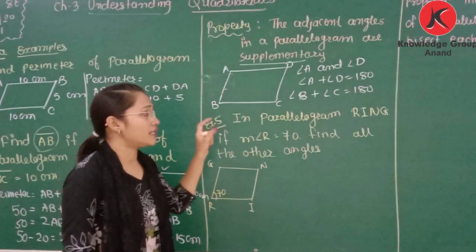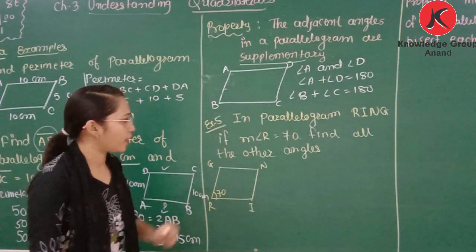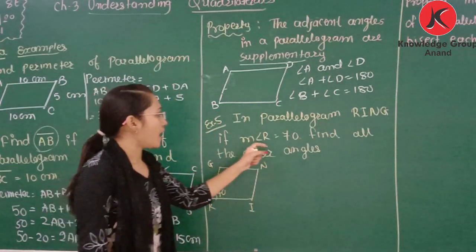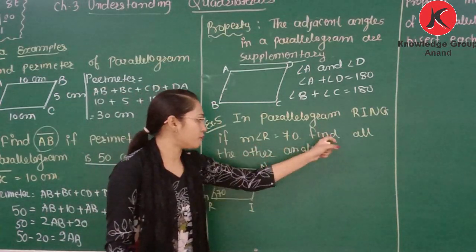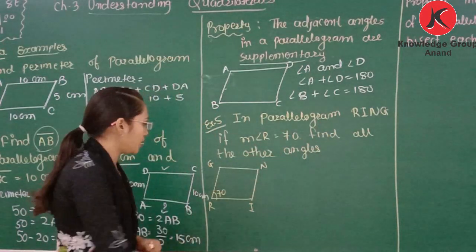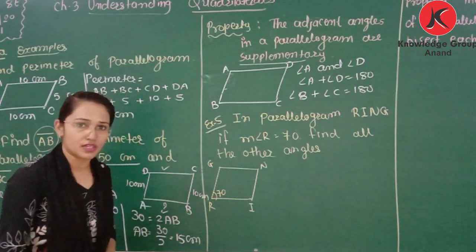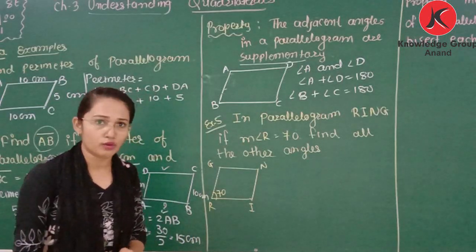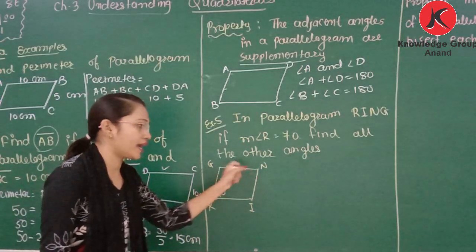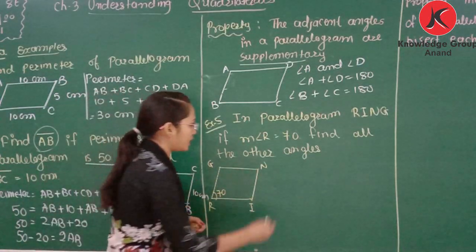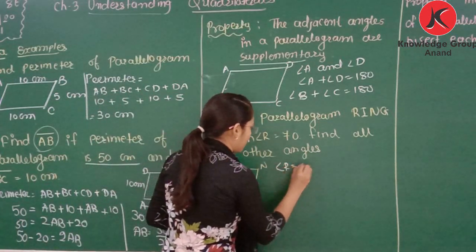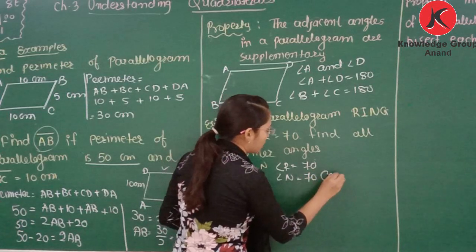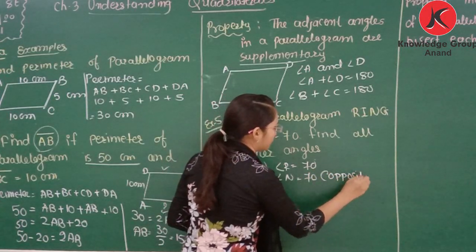So using that property we will solve example 5. In parallelogram RING, if angle R is 70 degree, find all other angles. So here in the question angle R is given 70 degree. We learned the property that opposite angles are equal. So if angle R is 70, angle N is also 70 degree by opposite angle.